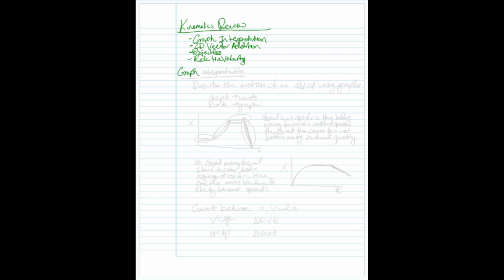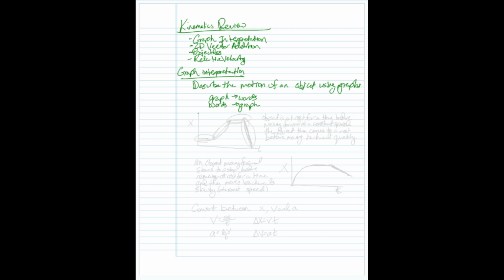Starting with graph interpretation. Graph interpretation is being able to describe the motion of an object using graphs. There are two kinds of graph interpretation. One is taking a graph and turning it into words. The other one is taking words and turning it into a graph. And you are expected to be able to do both.